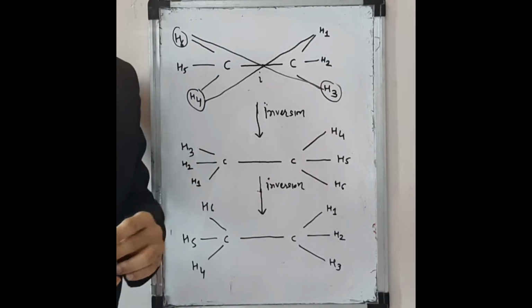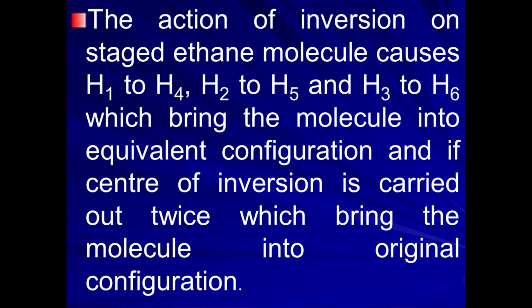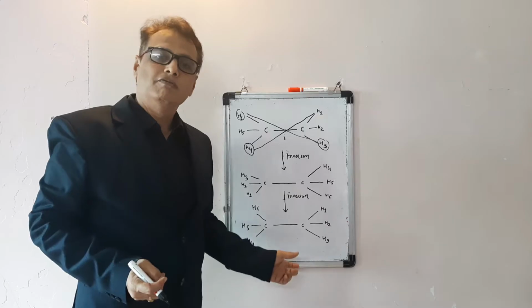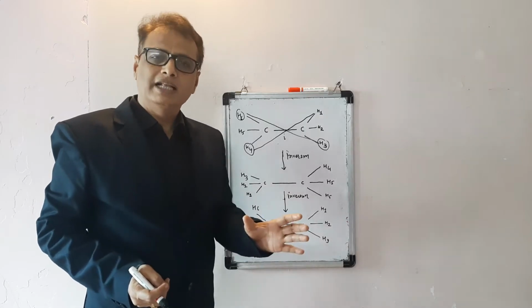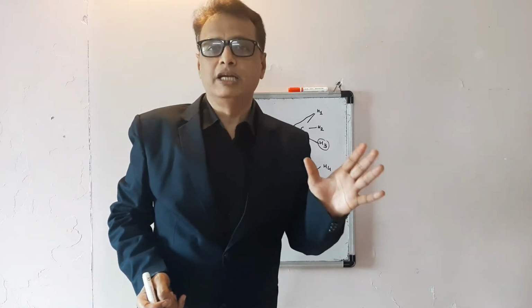In other words, we can say that the action of inversion on the staggered ethane molecule causes H1 to H4, H2 to H5 and H3 to H6, which brings the molecule into an equivalent configuration. If the symmetry operation of inversion is carried out twice, it brings the molecule into the original configuration. So we can say that center of symmetry generates only one distinct operation.